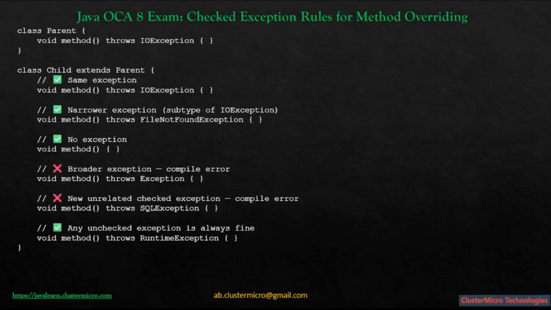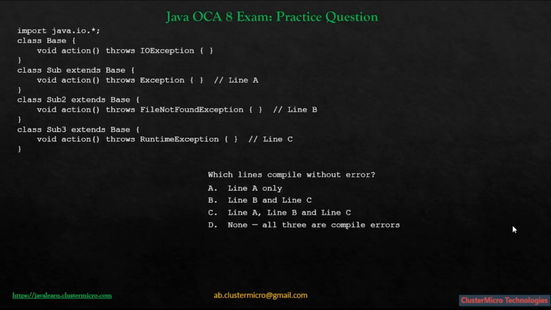Okay. So the pattern is very simple once you see it: same, narrower, or nothing. These are all valid. Caller is not surprised. And broader or new checked exception will lead to compile time error. So now we come to our practice question.